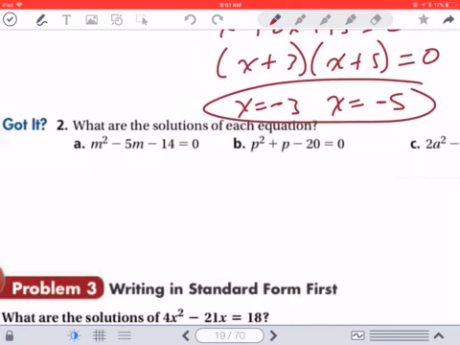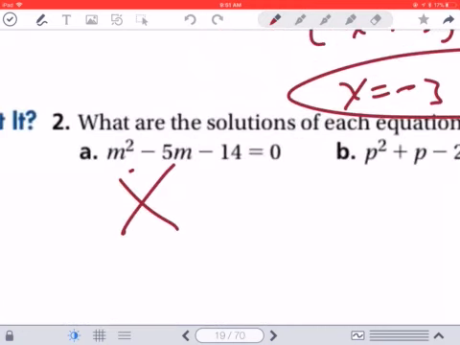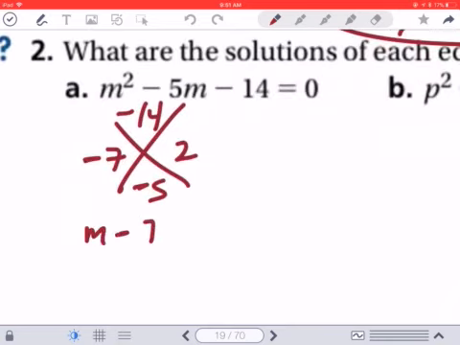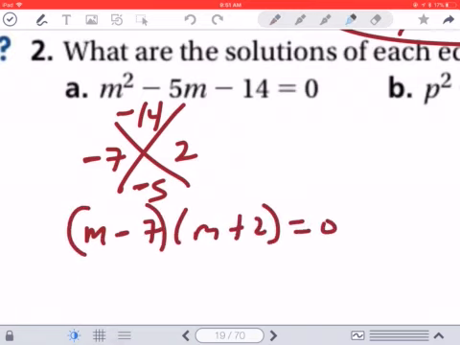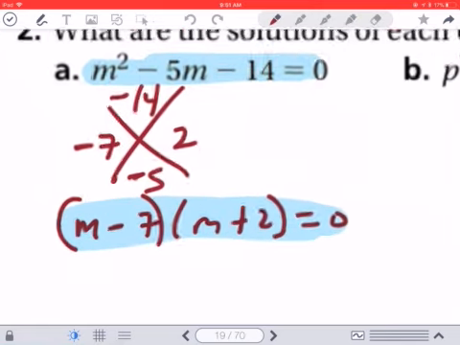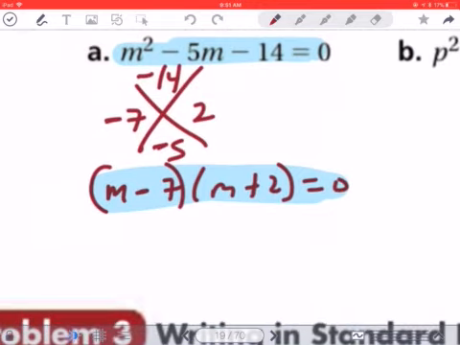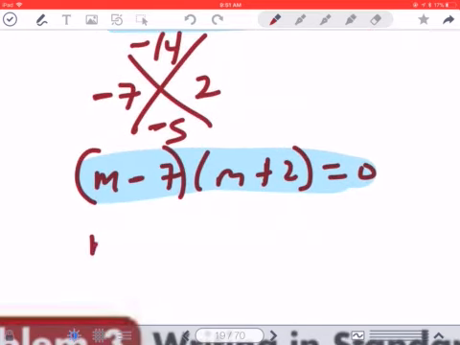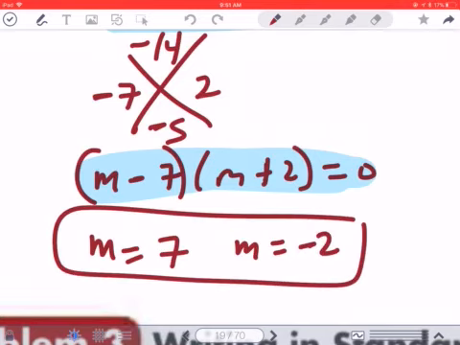All right, so let's look at A. I'm going to factor this. What multiplies to negative 14 and adds to negative 5? That's going to be negative 7 and positive 2. So this is m minus 7, m plus 2 equals 0. Remember, these two things I'm highlighting in blue are equal. One is just factored. This is the area model, and this is the length and the width. You can think of it like that. So I can solve this, and m would equal 7, and m would equal negative 2 for that one.